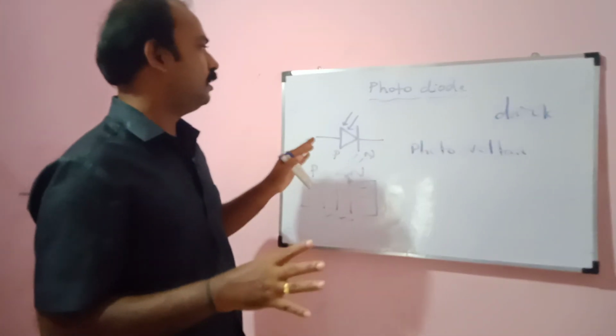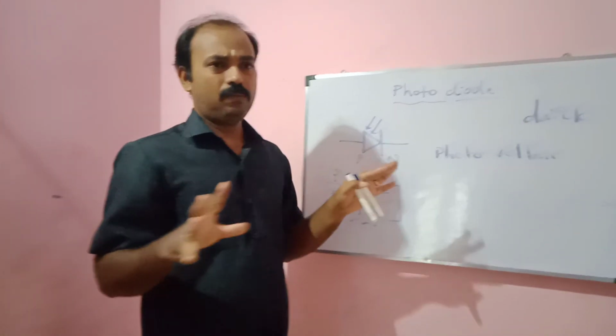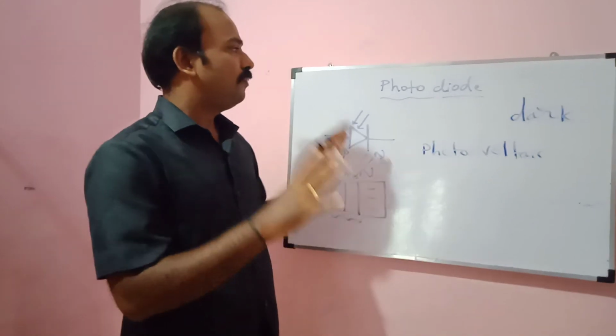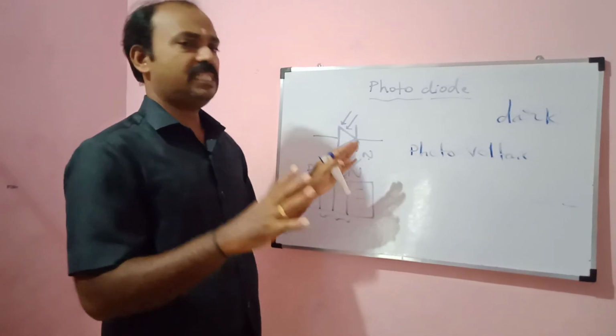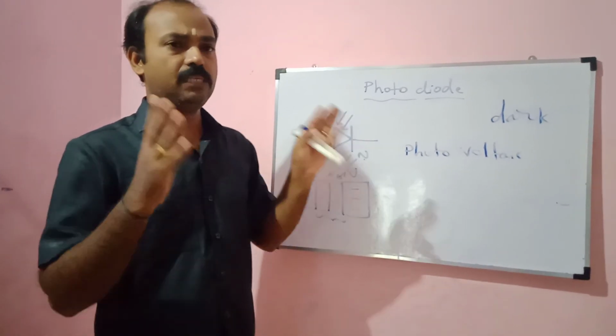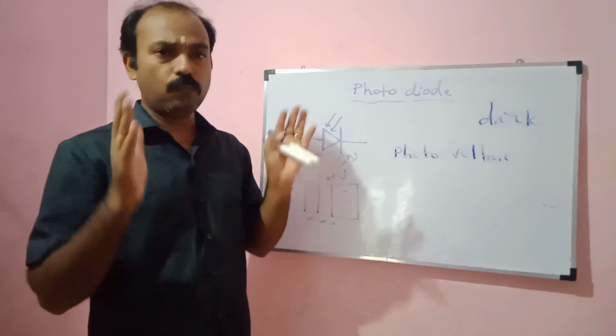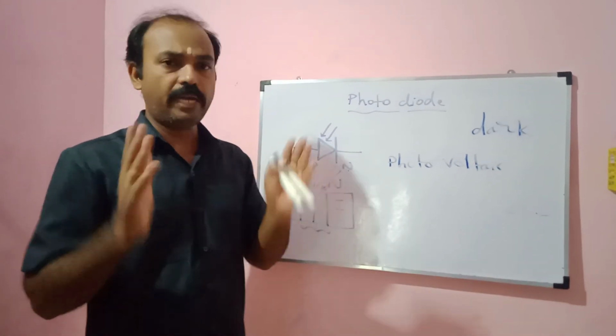So we conclude this. This is a very simple 8-mark question: photodiode construction and working. Principle, construction and working of a photodiode. That's all.